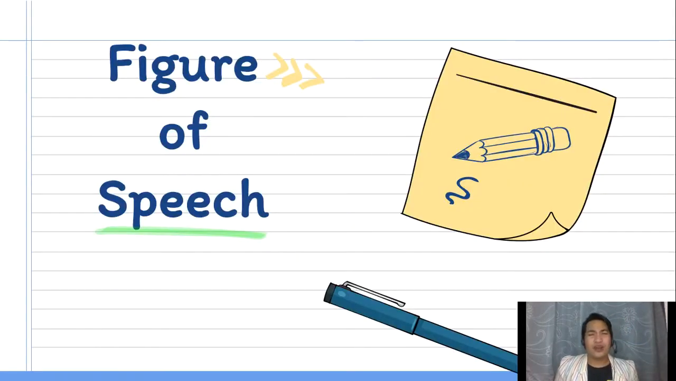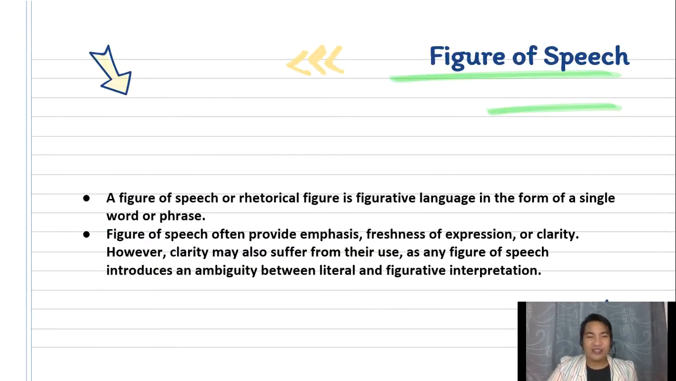What is figure of speech? Let's all find out. A figure of speech or rhetorical figure is figurative language in the form of a single word or phrase. Figures of speech often provide emphasis, freshness of expression, or clarity. However, clarity may also suffer from their use, as any figure of speech introduces an ambiguity between literal and figurative interpretation.